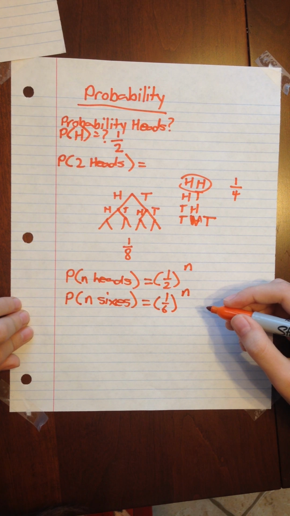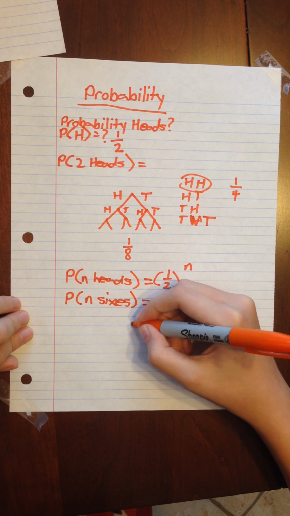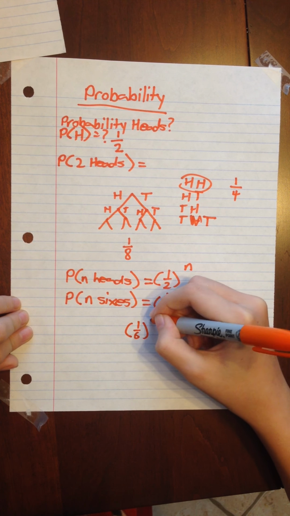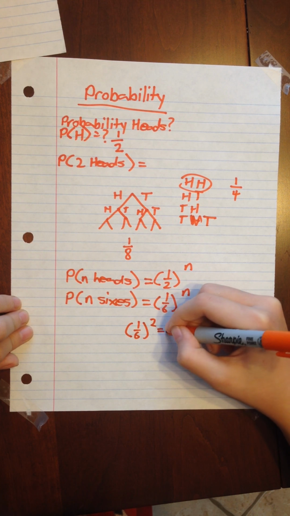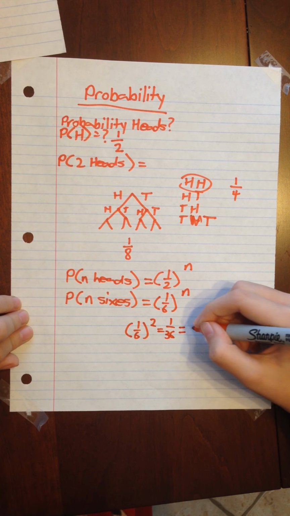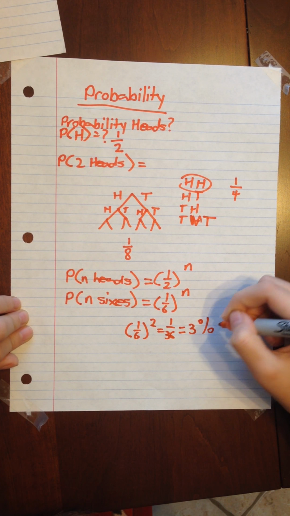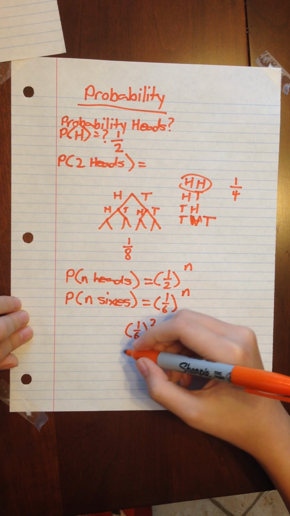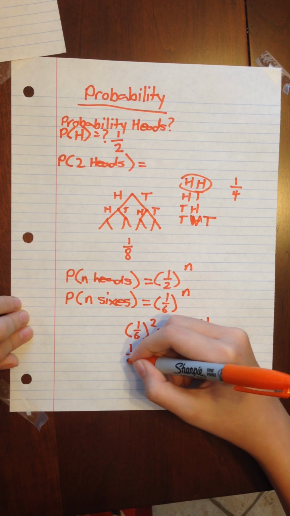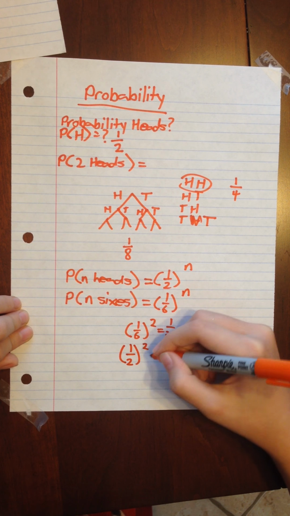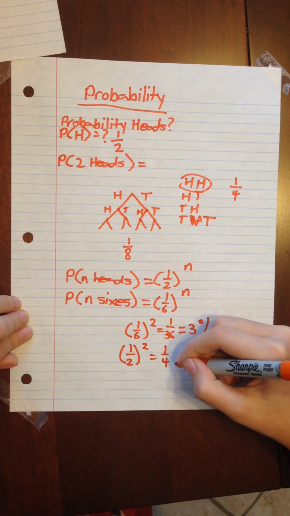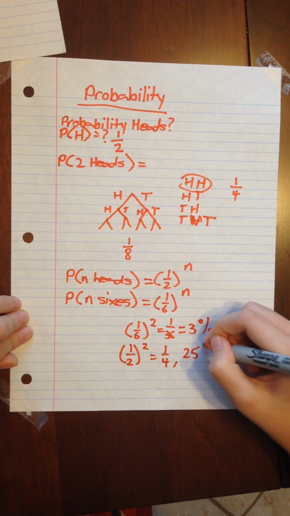Note how much less the probability is that you will roll double sixes than flip double heads. The probability that you will roll double sixes is 1/6 squared, 1/36, which is approximately 3%. The probability that you will flip 2 heads is 1/2 squared equals 1/4, or 25%.